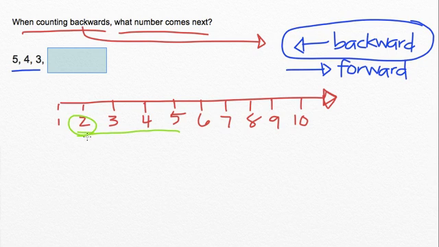You have to remember that we're counting backwards. So the correct answer is going to be 2. We read it as 5, 4, 3, 2.